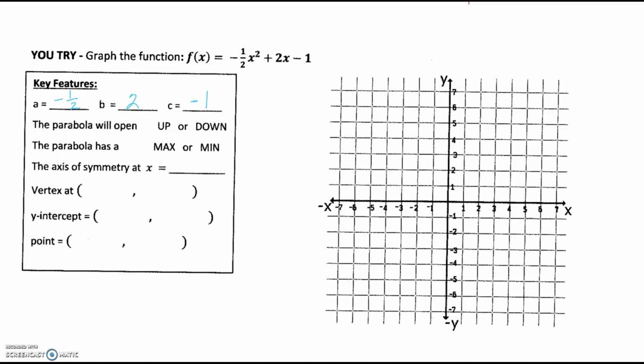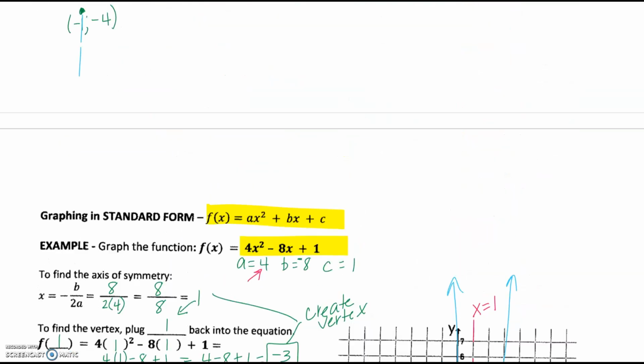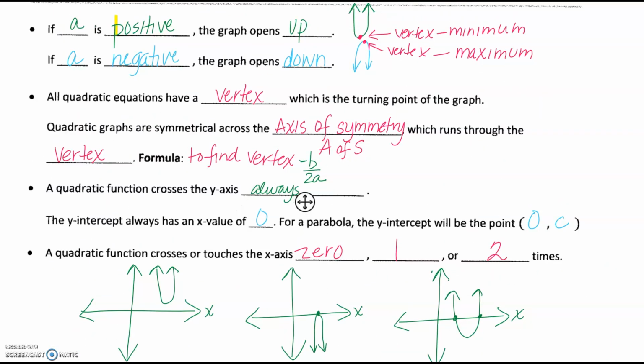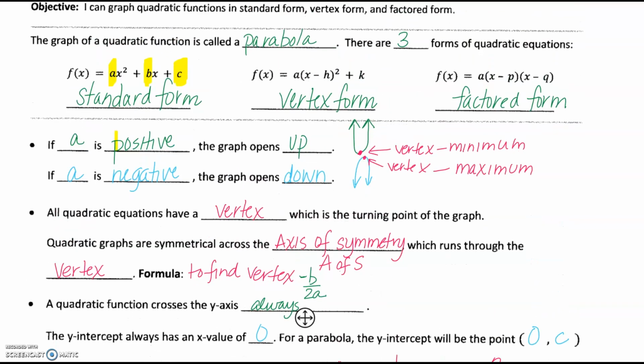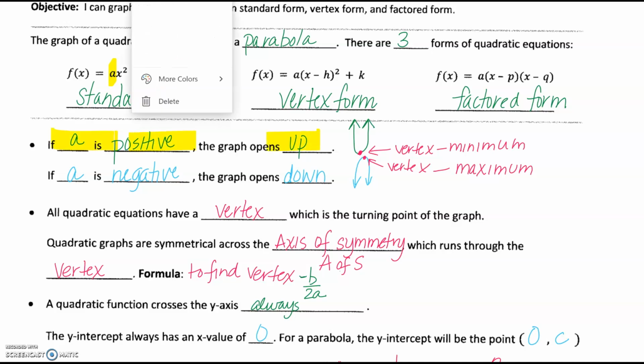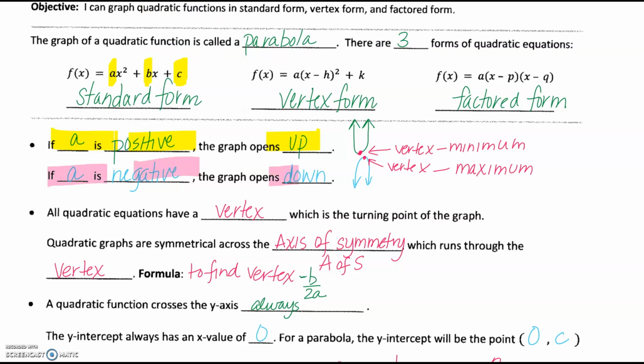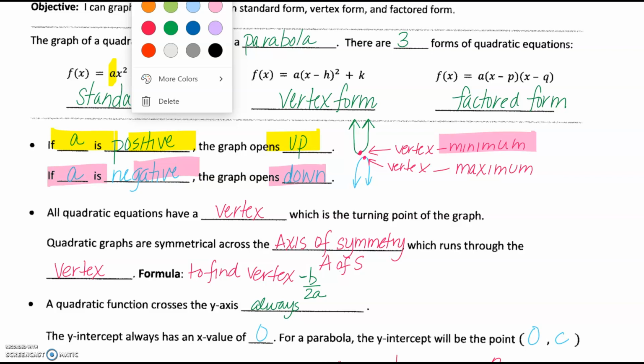The parabola is based on A. Since A is negative, it opens down. If it's opening down, it means it has a maximum. If you have forgotten that, let's scroll back up, because you can go back and look right here. When A was positive, the graph opens up. I'm going to highlight that. When A is negative, the graph opens down. So all you're doing is looking at that A value to determine if it opens up or down. Then to know if it's a minimum or maximum, when it opens up, it's a minimum. When it opens down, it's a maximum.